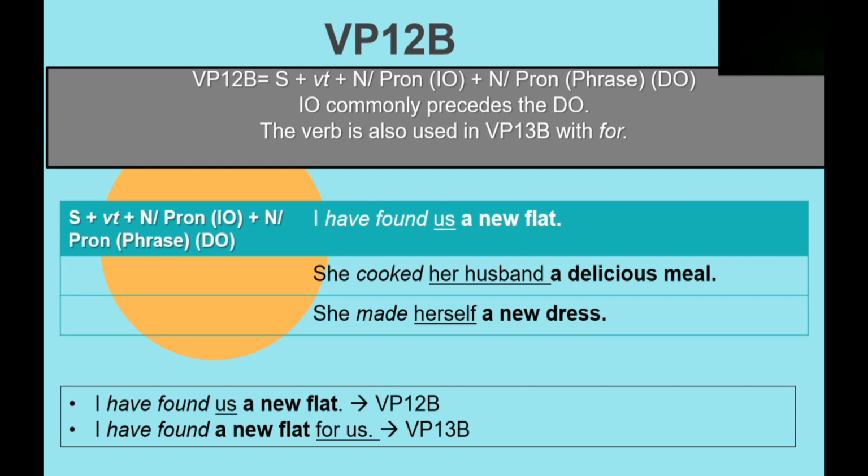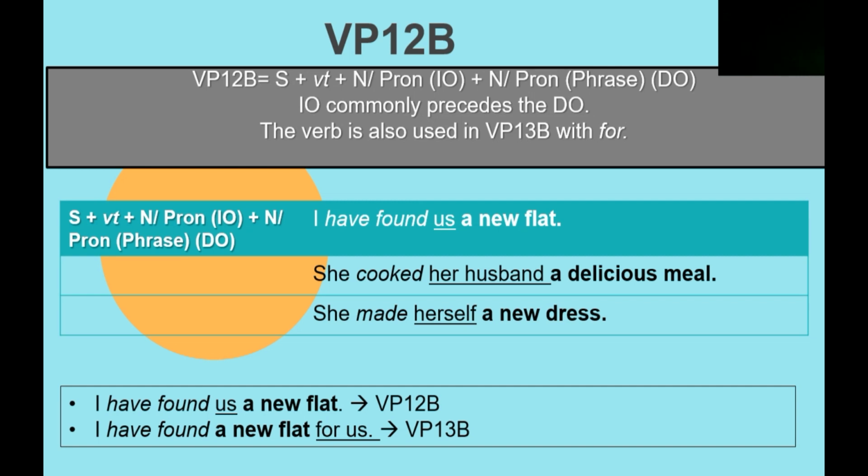This form or this pattern can be converted to VP13B with the preposition for, but you need to change the position between IO and DO. If in VP12B the IO comes before DO, when you change to VP13B, the DO must come first, followed by preposition for and then the IO.